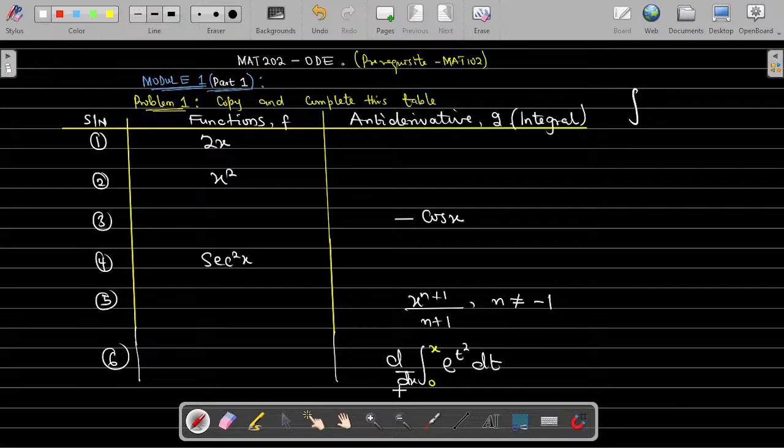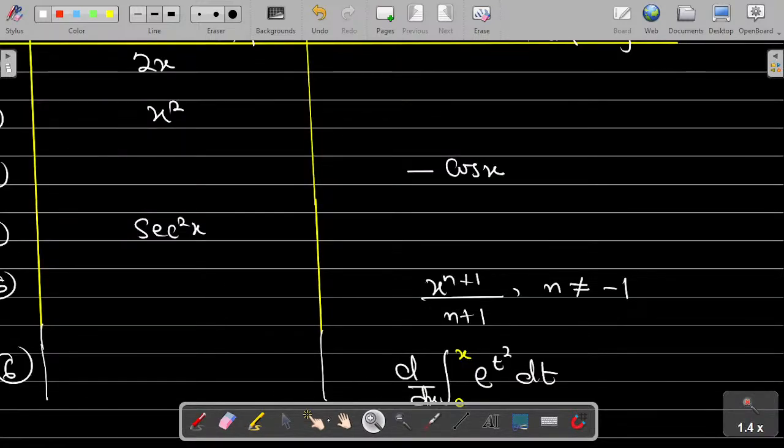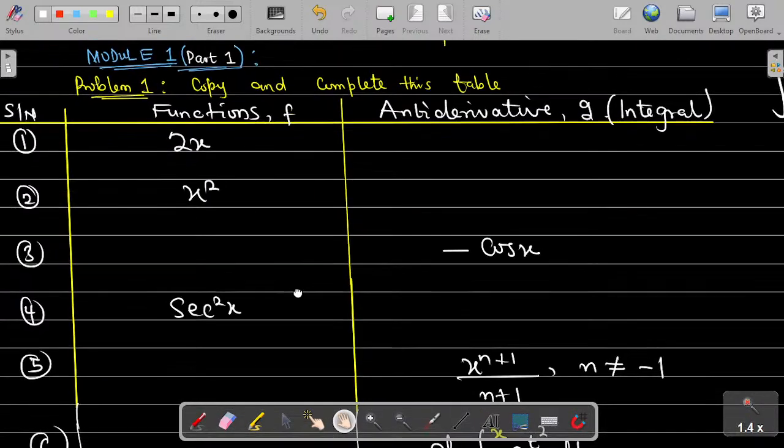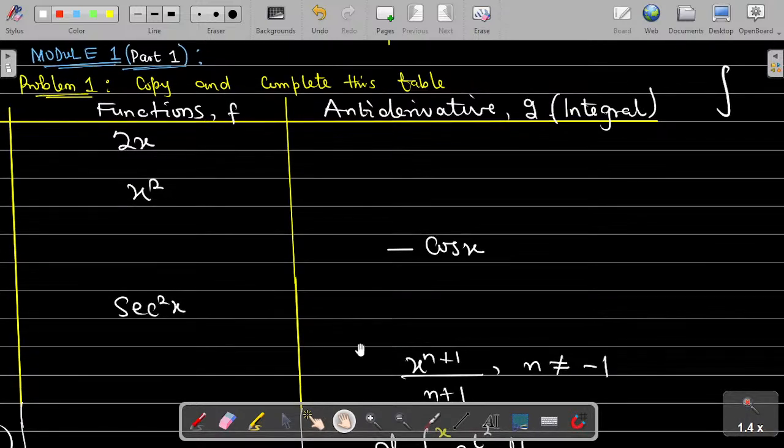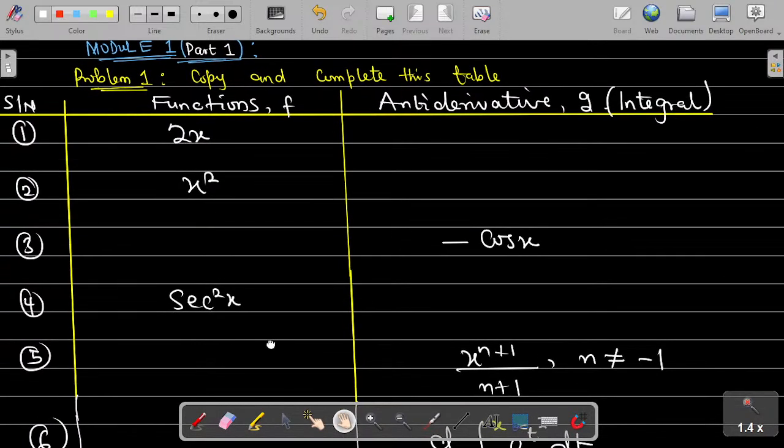Let me try to increase this. I think I reduced it because I wanted everybody to see the board. Okay, so let me remove that. All right, so this is okay now.